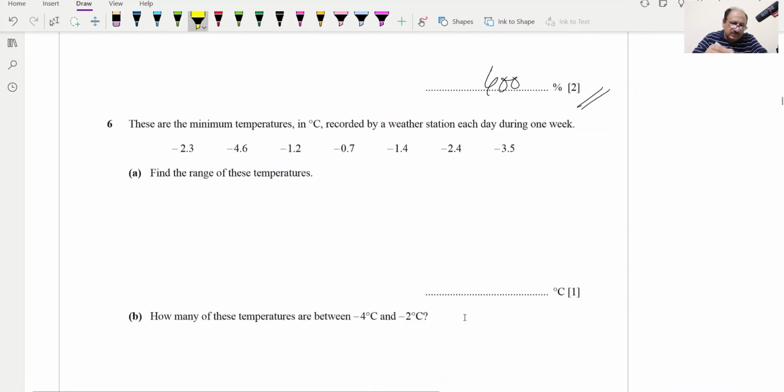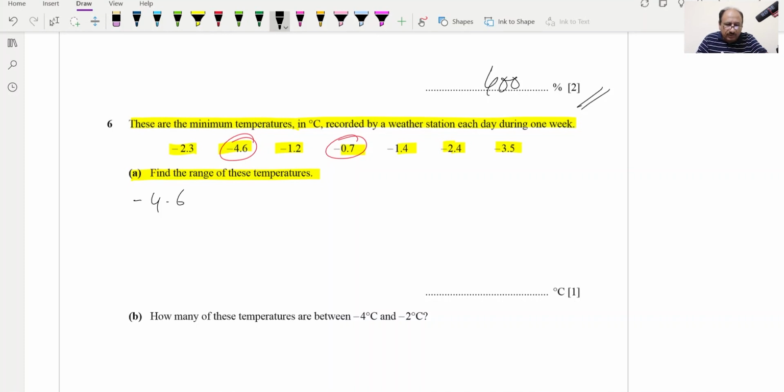Now question number 6. These are minimum temperatures in degrees Celsius recorded by a weather station each day during 1 week. So these are basically the temperatures. Find the range. We will be checking for the minimum. Minimum is this one and maximum is this one. So we can subtract, range is maximum minus minimum, 4.6, which is minus 4.6.